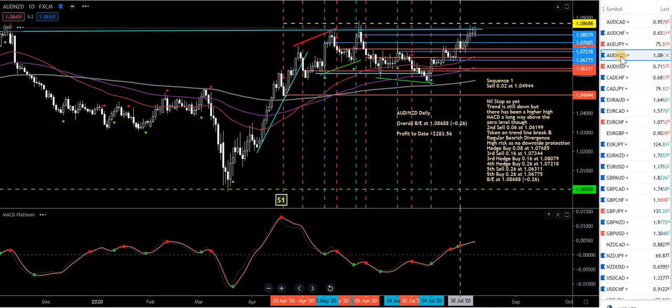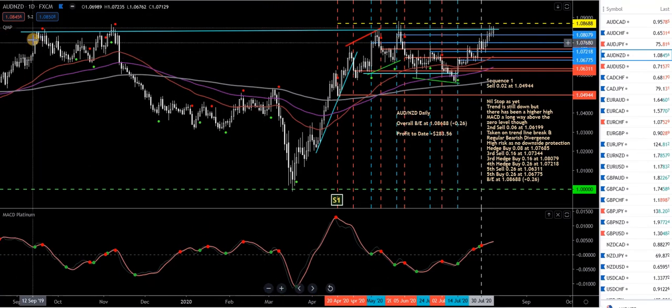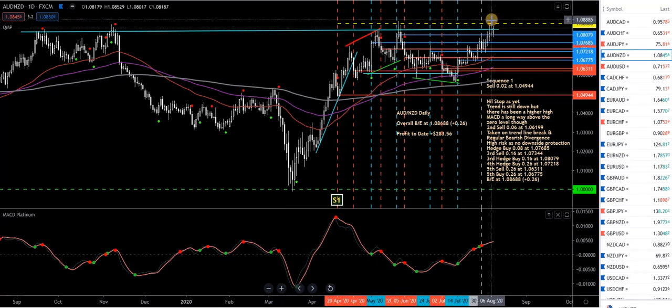Aus New Zealand, another one with multiple trades in a sequence. Sequence 1. Overall break even, getting close to it. Just got to break this level here. I'm not sure how far that level goes across. Yeah, so it's a big level. Bang, bang, bang, bang. We're at it again. There's my overall break even just on the other side of it, which is not ideal.